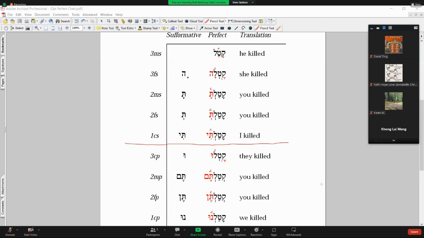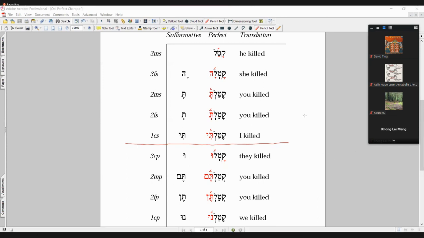Okay, this is the Qal Perfect. There were two errors. They left out one vowel here and they left out one vowel here. I'm not sure how come they left it out, so I'm going to put it in red. These charts are from, I think, Practical. They're quite useful.